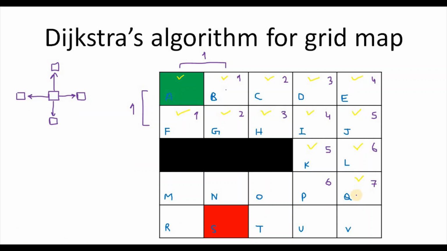So the cost from Q to P is 7 plus 1, 8, but it has already less cost, which is 6, so we don't change it. And the cost from going from Q to V is 7 plus 1, which is 8. Okay. So here, both the neighboring nodes, P has a minimum cost, so we make it a current node. And now look at its neighbors.